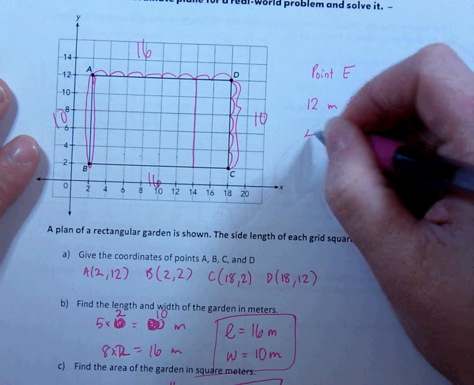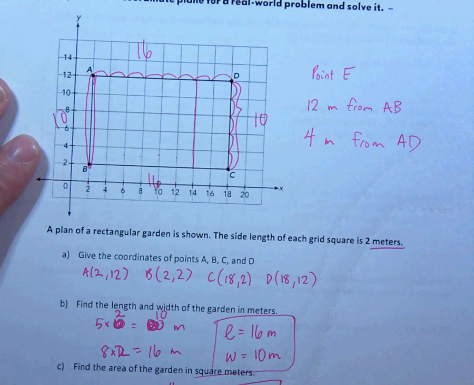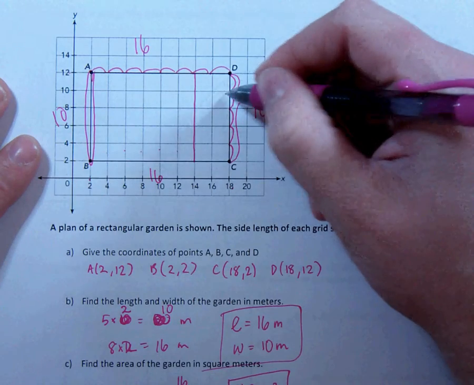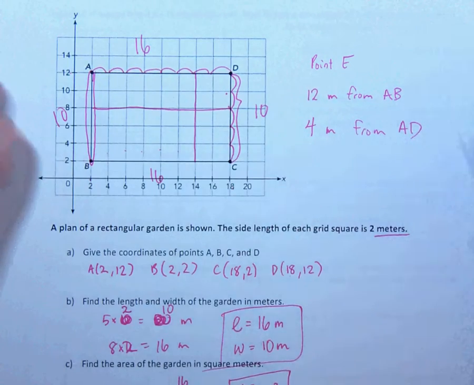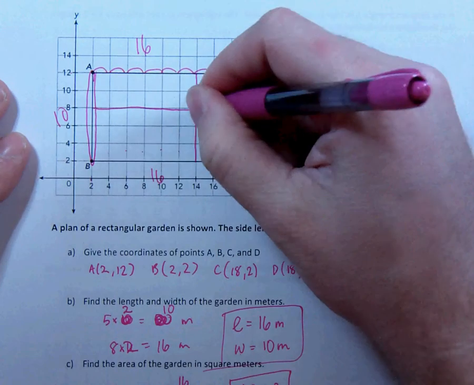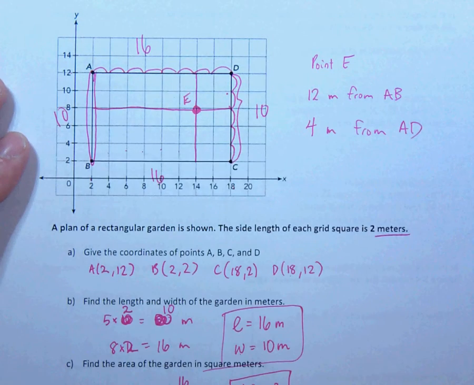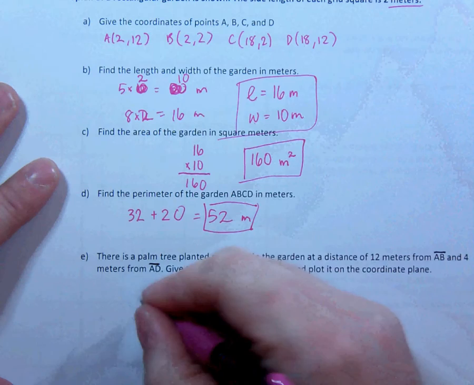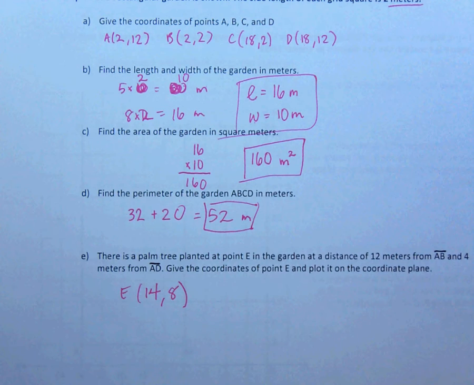It is 4 meters from AD. So AD is up here. 4 meters from it would be 2 squares. 1, 2. So it's on this line. And lucky for us, those two lines meet and can only meet at one spot. So that is where E is. And that point is 14, 8. So E is at 14, 8. And that is the end of that problem.